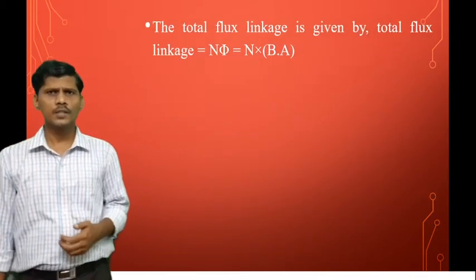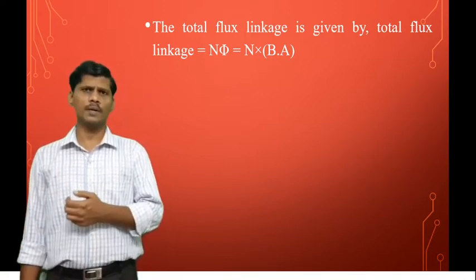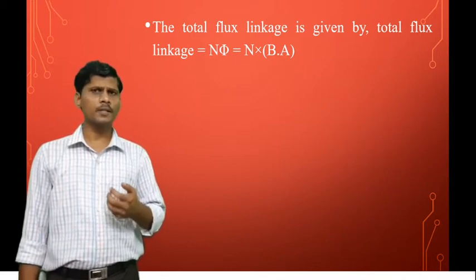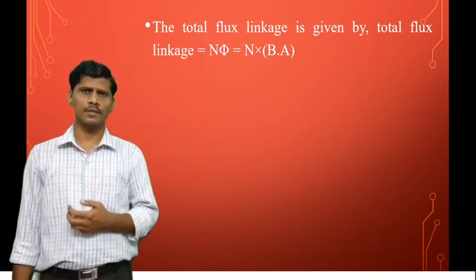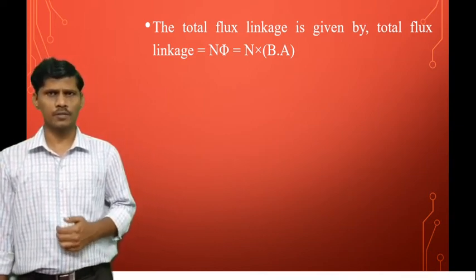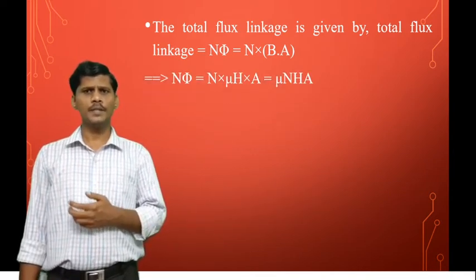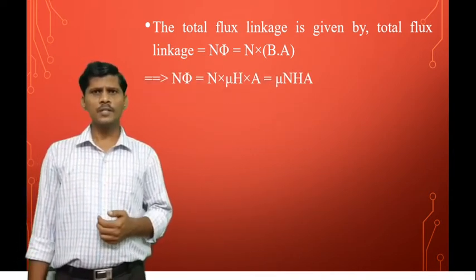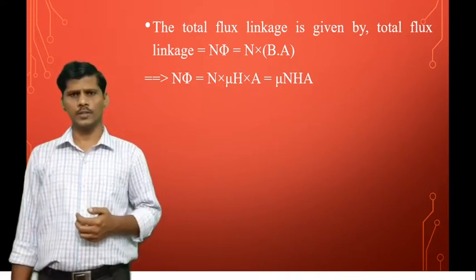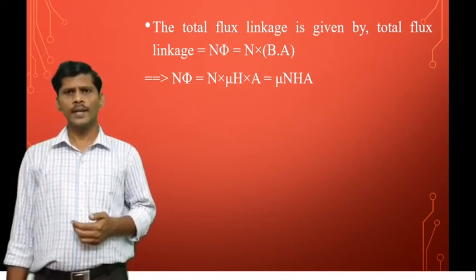The total flux linkage of the coil is N phi weber-turns. But flux phi is the product of magnetic flux density with area, since magnetic flux density is flux per unit surface area. Therefore phi is equal to B into A, so the linkage is N into B into A. But B is equal to mu into H. Therefore the total flux linkage N phi is equal to mu N H A.